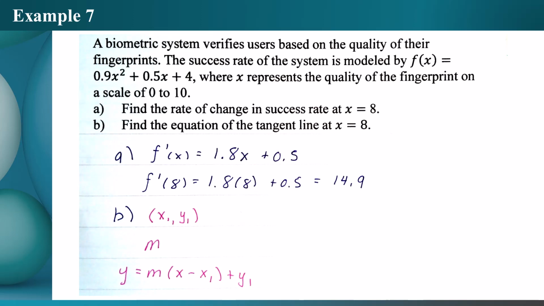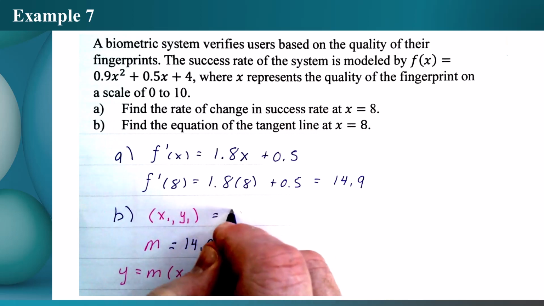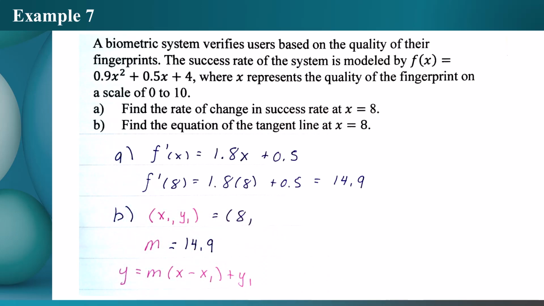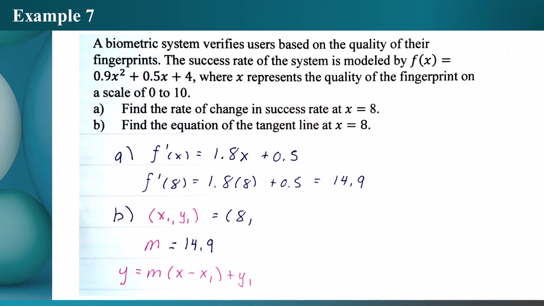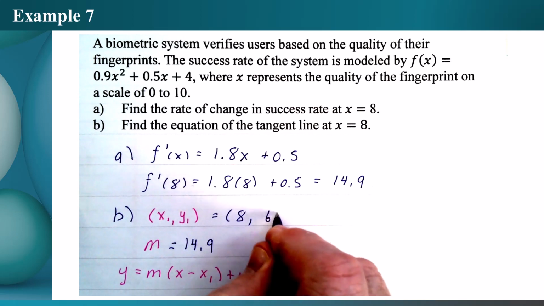So let's think about what we have here. We know that the slope of the tangent line at x equals 8 is 14.9, so this part is given to us. We also know that the x-coordinate of the point we're interested in is 8, so we at least have the x value here, and I can find the y value by plugging 8 back into the original function. Now when we throw this in the calculator, we find this y value to be 65.6.